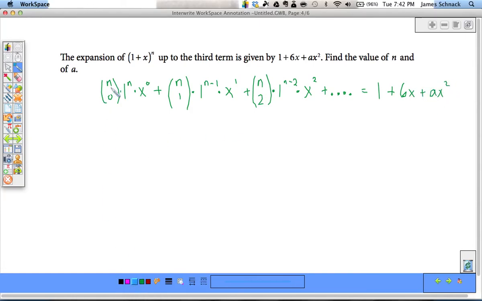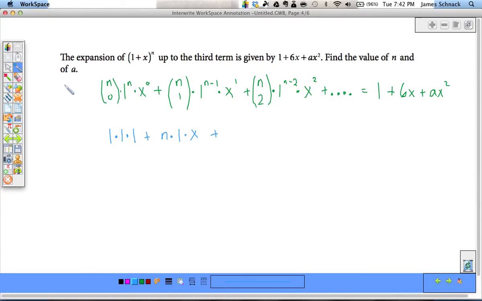Okay, let's clean this up a little bit. N choose 0, that's 1. 1 to the n, well that's also 1. X to the 0, anything to the 0 power is 1. Cool. N choose 1, that's just n, times 1 to any power, that's 1, times x. Okay, so there's my second term. And then n choose 2.